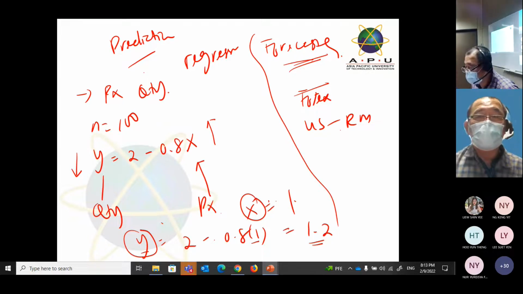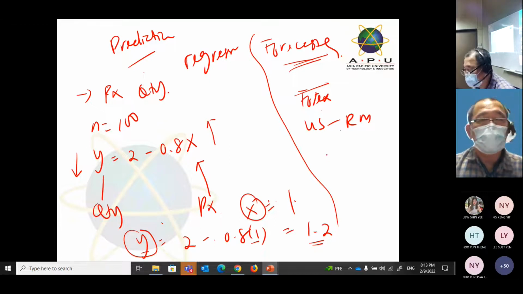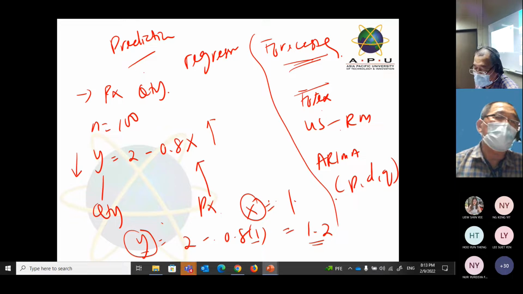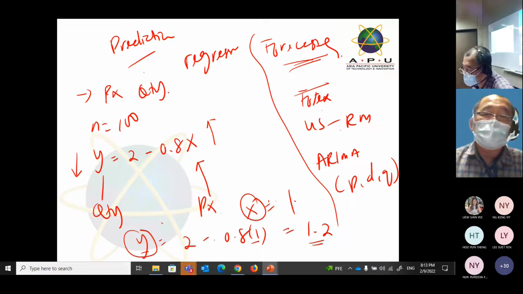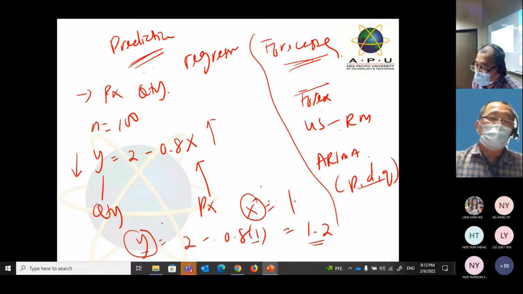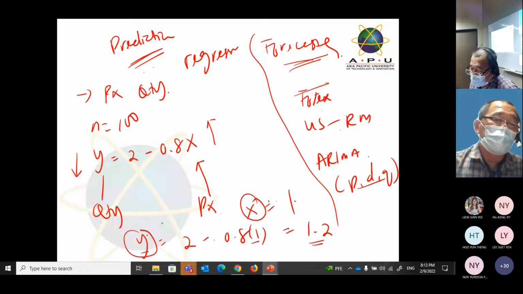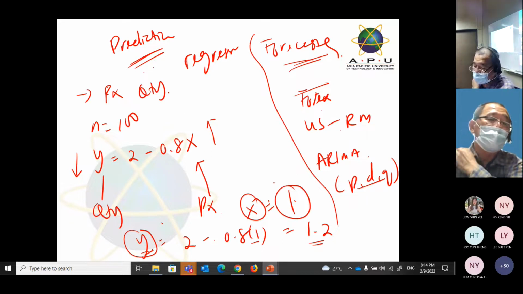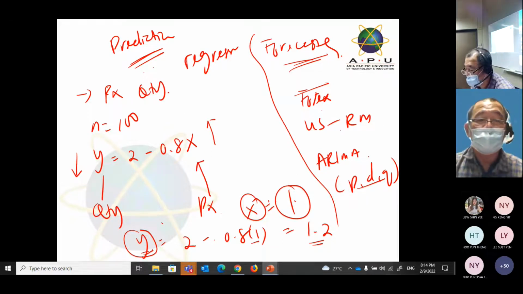For forecasting, we can also find a well-defined formula. For example, in ARIMA, you can find P, D, Q. They are defined, and they are going to use this model to forecast for the future, but prediction is not. Here we predict how much this person is going to purchase, given the X value, given the price of the product.